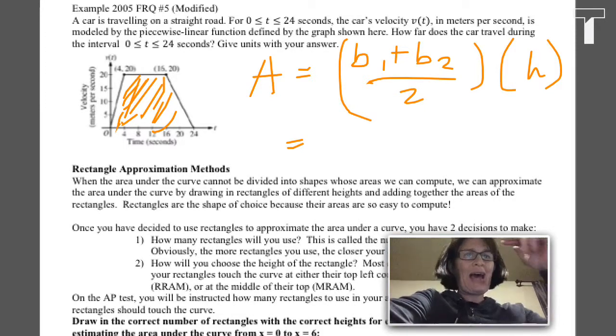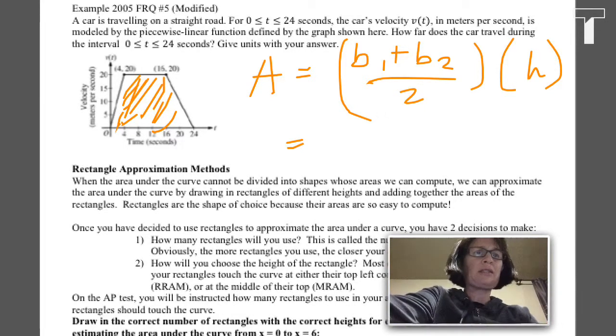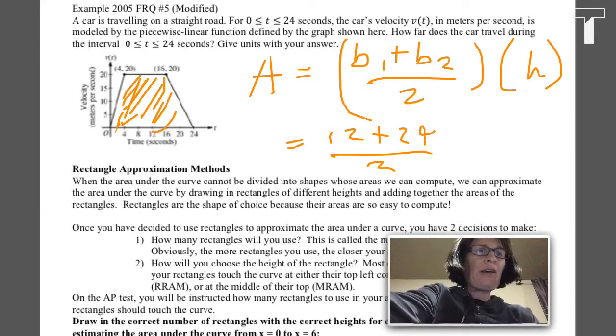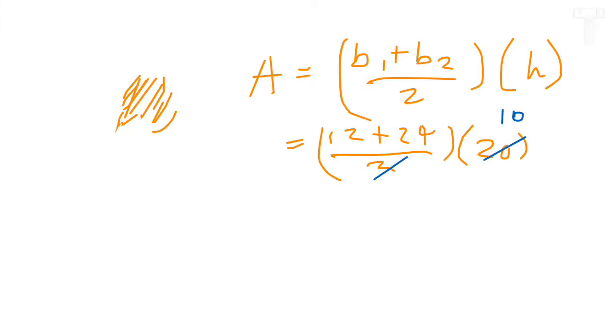So the base on top is the difference between 4 and 16, that's 12. Across the bottom, that goes from 0 to 24, so that's 24. I'm going to take the average of those two, and I'm going to multiply by the height. The height of that trapezoid is 20. And I get 36 times 10, so 360. Whatever the units were. 360 meters traveled in those 24 seconds.